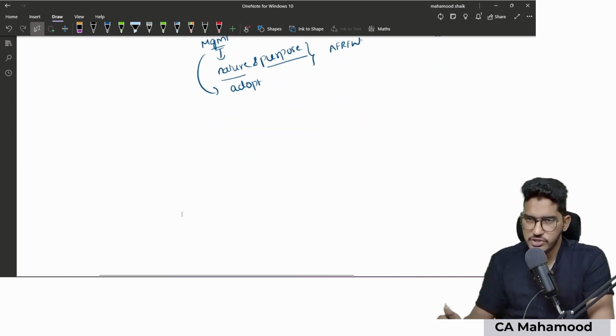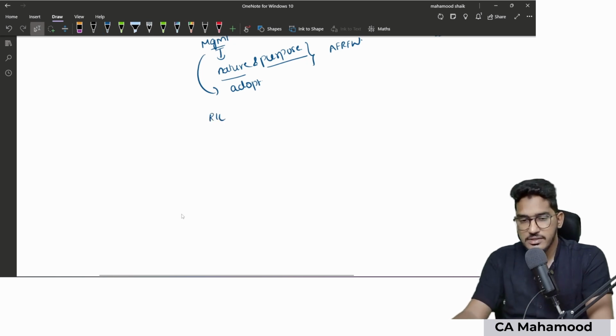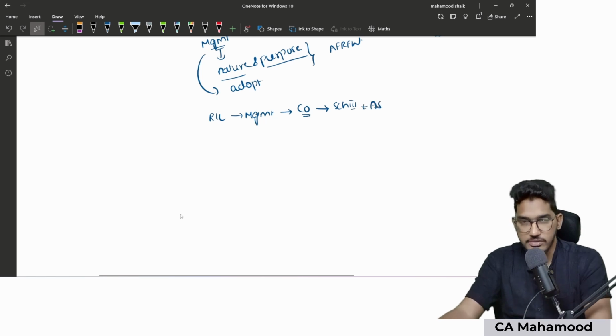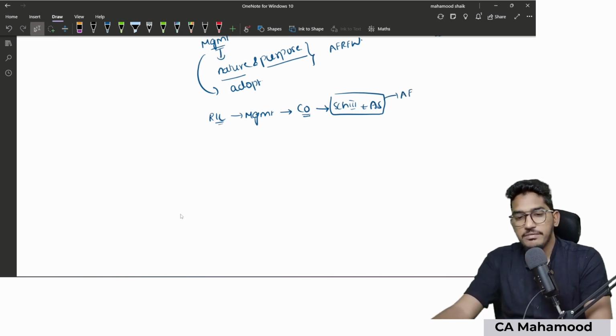Let me give you a few illustrations. Assume Reliance Industries Limited, whose management wants to prepare the financial statements. Keeping in mind the nature of the organization, what is the nature? Company. Since the nature of the organization is company, the management decided they will follow Schedule 3 and accounting standards. Schedule 3 and accounting standards, adopted by the management of Reliance Industries Limited, will become the applicable financial reporting framework for Reliance Industries Limited.